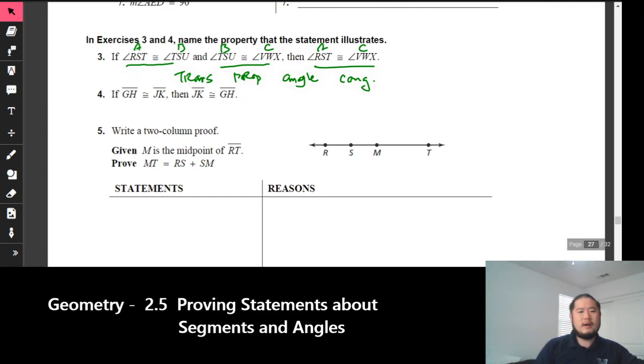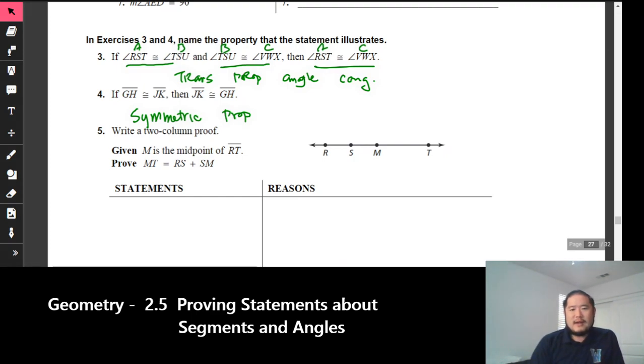Looking at number 4, if GH is congruent to JK, then JK is congruent to GH. That right there, order's changed, so that should be your symmetric property. Okay, so symmetric property right there of segment congruence.